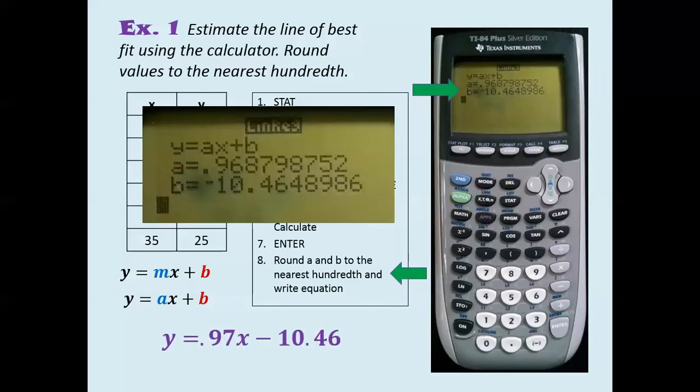and so we just plug it into our equation, and so our final line of best fit equation is y equals 0.97x minus 10.46. You can see that the b value is negative, so it's important to pay attention to that and show it in your equation as a negative value.